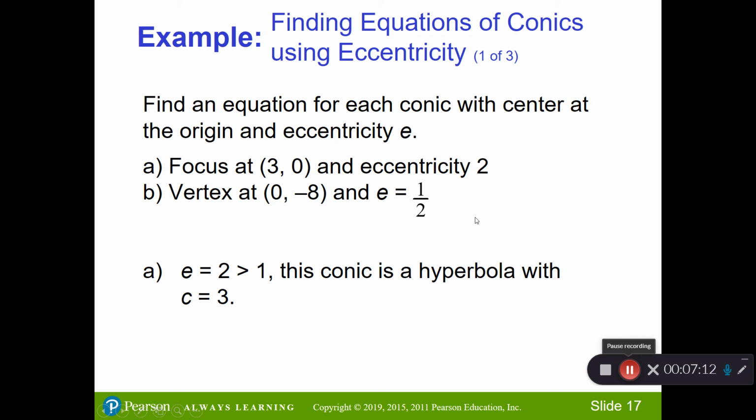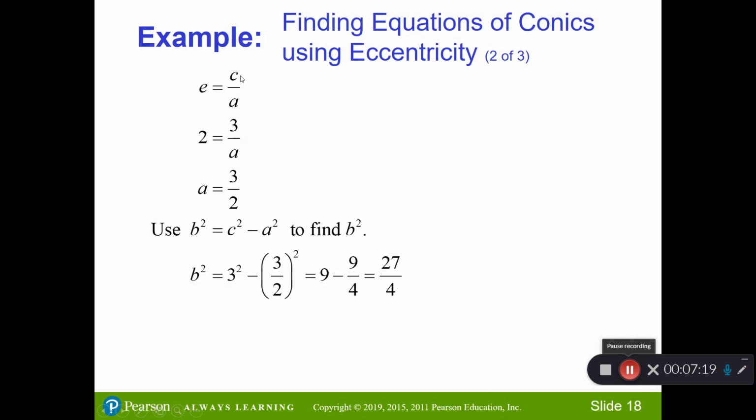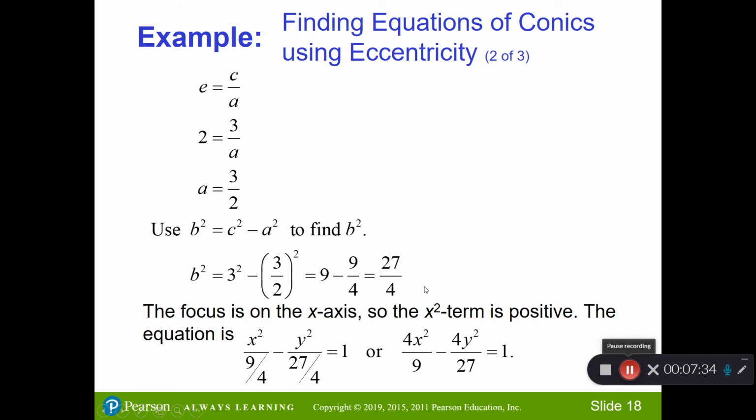So let's start with A. I know it's a hyperbola, and the distance from the center to the focus is the c, so c is 3. So plugging into my eccentricity equation, the eccentricity is 2, the c is 3. Solve for a, we get a is 3 halves. Use that to find b, plug in the c, plug in the a, we get b squared is 27 over 4. So that makes our equation x squared over the a squared minus y squared over the b squared equals 1. Or go ahead and simplify, there's our equation of the hyperbola for part A.